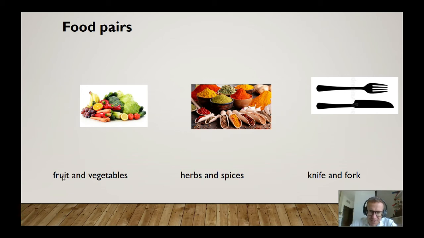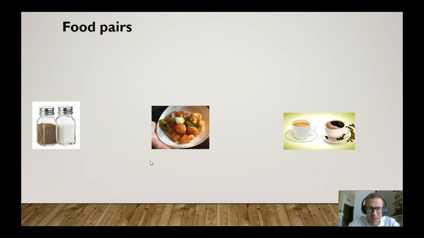So in this one we have some difficult spelling. Fruit is difficult, U-I-T. Vegetables, we have an extra E here that some people don't often write. Vegetables. Herbs has an H. Knife has a K that does nothing in the sentence. So you need to remember to spell these words correctly. Three more.